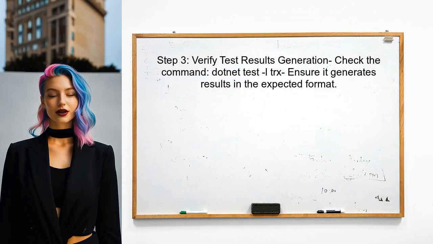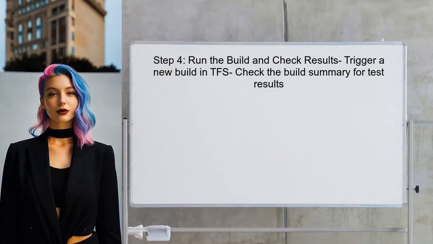After that, the user needs to ensure that the test results are being generated in the correct format. The user should verify that the command used to run the tests is producing the expected output. Finally, the user should run the build again and check the build summary for the test results. If everything is set up correctly, the test results should now appear.